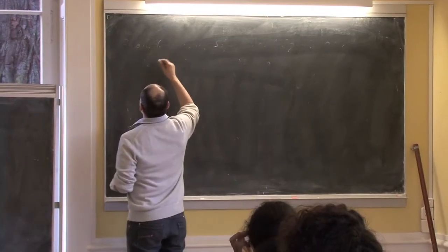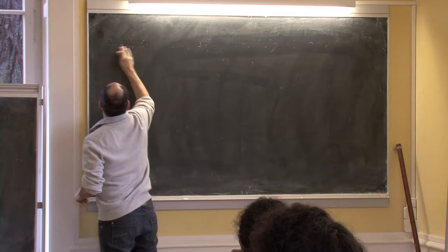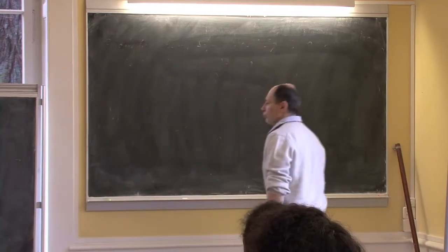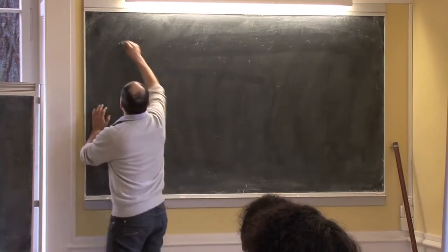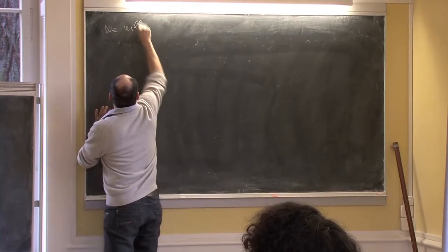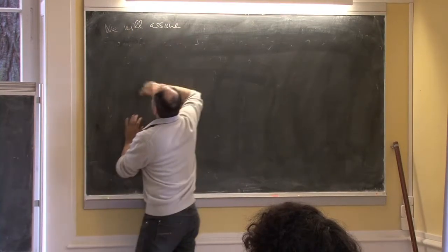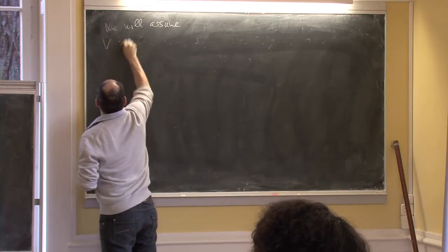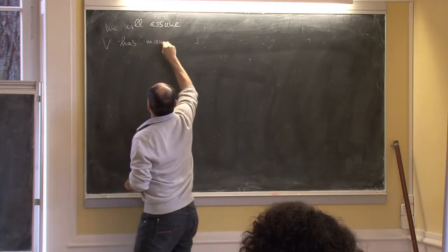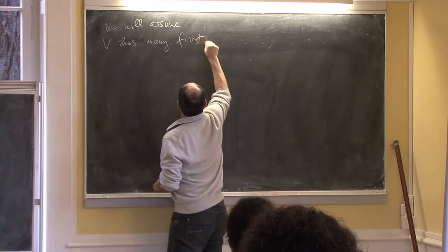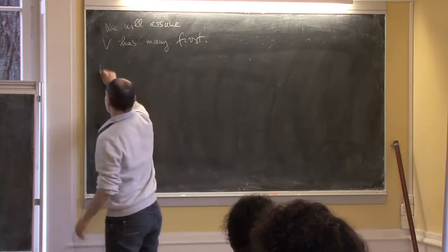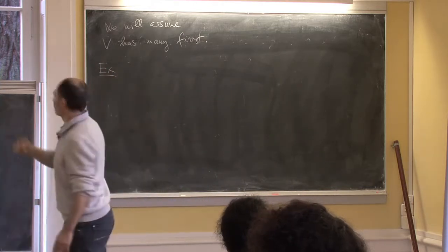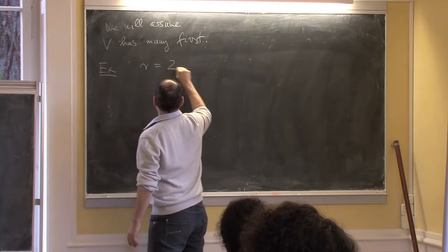Okay, so yes, let's see now. So, let's assume now that we have enough sections. So yes, we'll assume that V has many sections at the beginning. Okay. So let's actually look at a simple example first, just the first one. So we already understand the rank 1 case. Let's look at the rank 2 case.